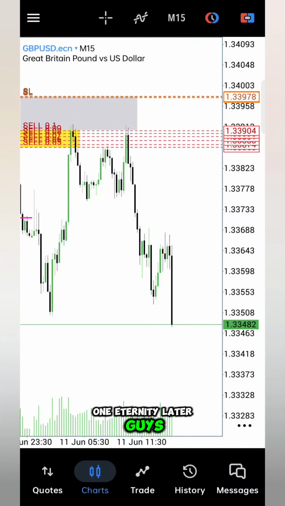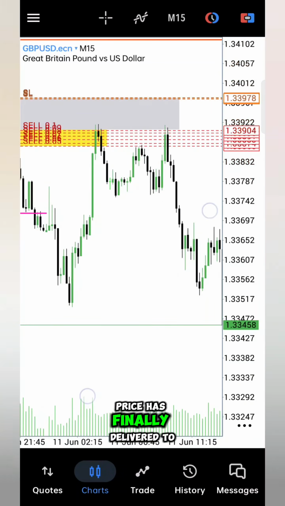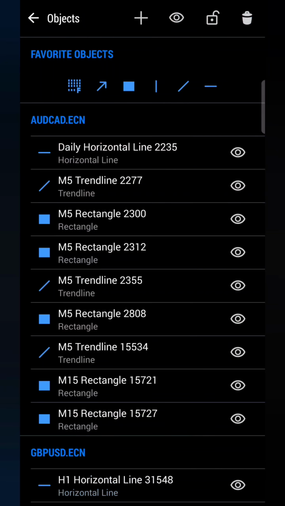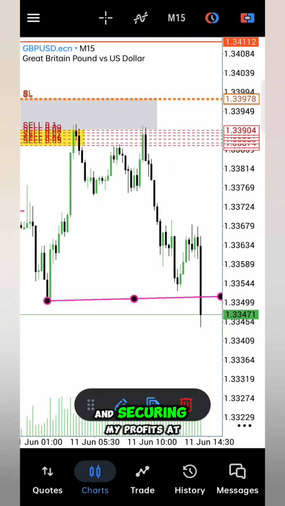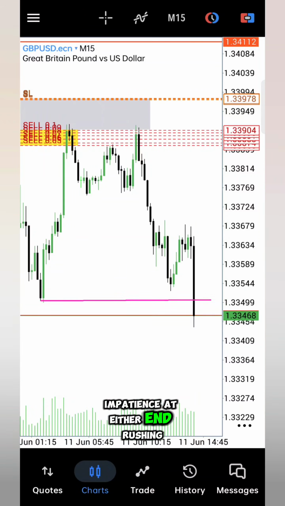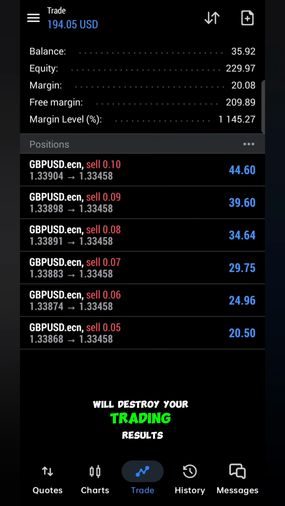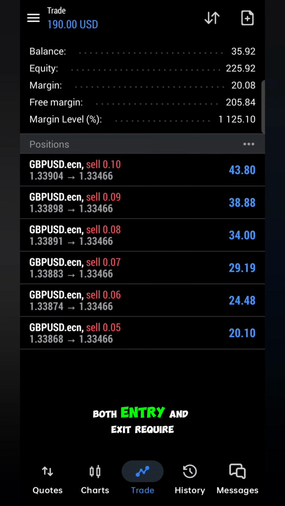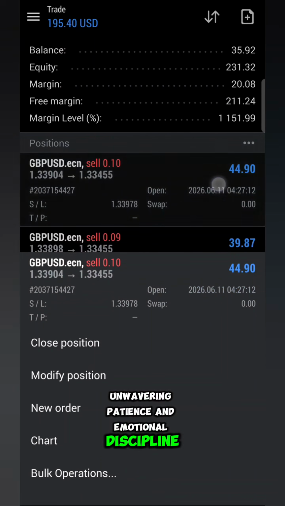One eternity later. Guys, after nearly a full day of waiting and patience, price has finally delivered to our profit target zone. At this point, I'm closing all of my open positions and securing my profits at the target level. Impatience at either end, rushing into trades or rushing out of them, will destroy your trading results. Both entry and exit require the same unwavering patience and emotional discipline.